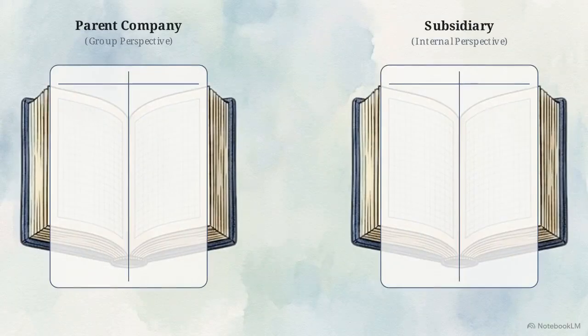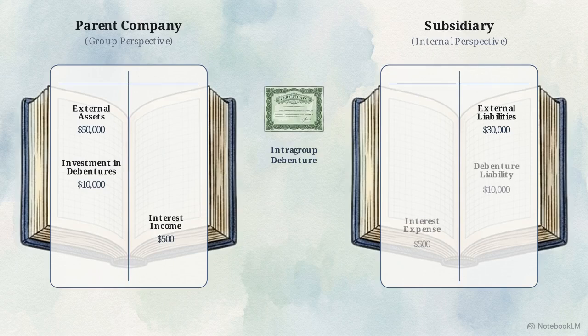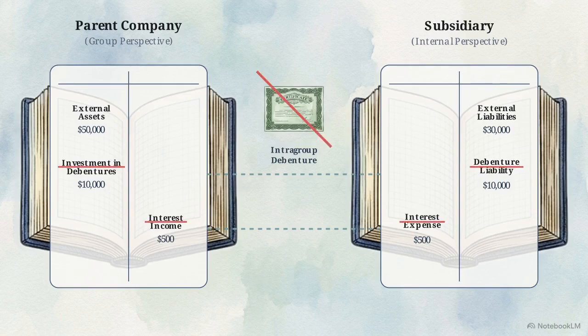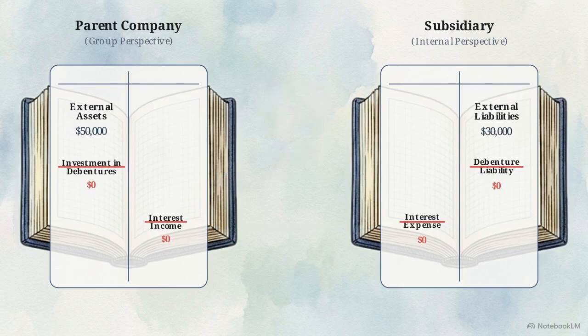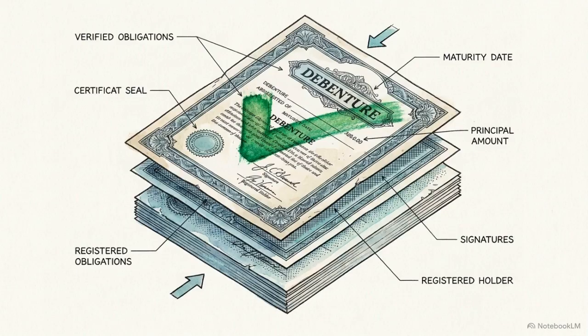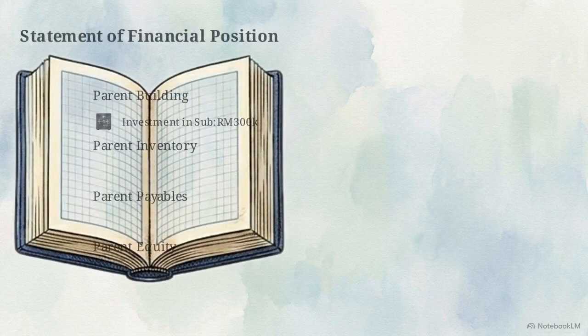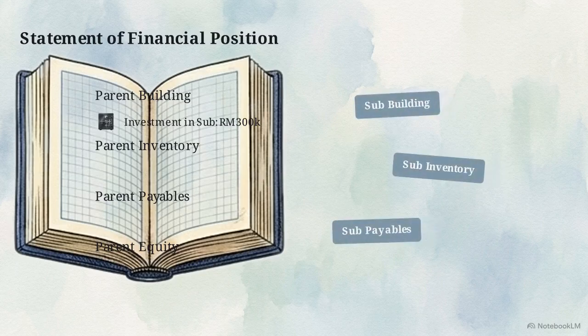When a parent holds debentures issued by its subsidiary, the parent records interest income, while the subsidiary records an identical interest expense. During consolidation, this internal income and expense must cancel each other out. However, if subsidiary debentures are held by external investors, they represent a genuine group liability and must remain on the consolidated statement. Systematic elimination prevents the double counting of revenue and ensures the final statement strictly displays obligations owed to the outside world.